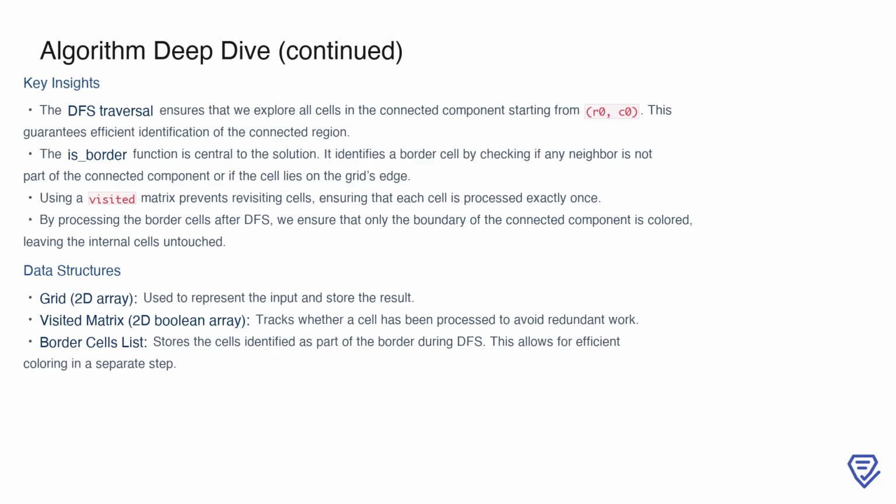In terms of data structures, we rely on a grid to represent the input, a Boolean visited matrix for tracking progress, and a border_cells list to store the cells that need to be recolored. This combination keeps the solution organized and efficient.